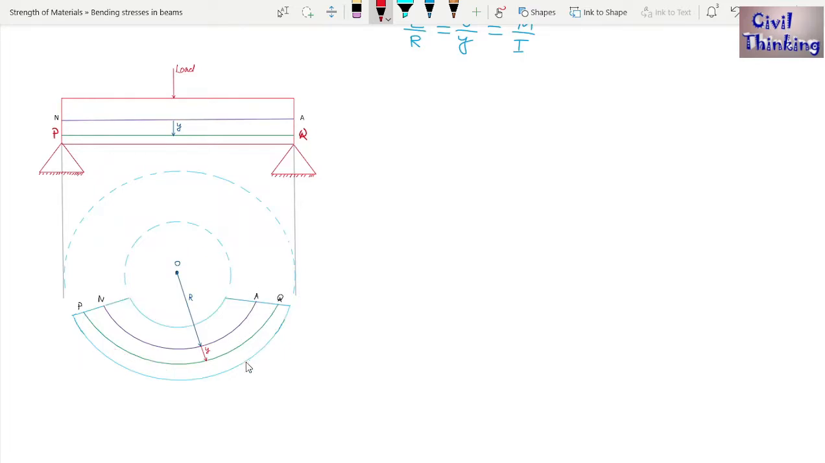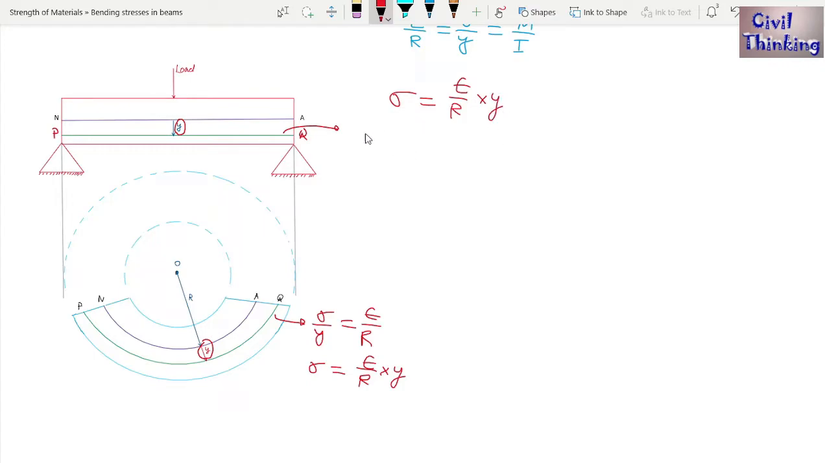Now in the previous class we found the stress on this PQ, which is sigma by Y is equal to E by R. It means sigma is equal to E by R multiplied by Y, right? This is the bending stress on this PQ layer, which is at a distance of Y from the neutral axis. Y from the neutral axis, and the bending stress on this PQ layer is sigma is equal to E divided by R multiplied by Y, right?